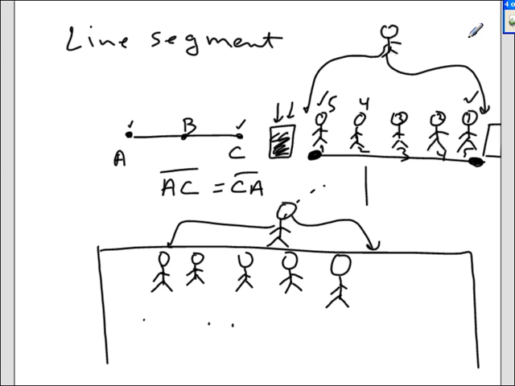I'm making a big deal about this, but a line segment has a start and an end, but you don't know which is which. It doesn't matter. A, B, that's line segment AB, which is the same as BA.